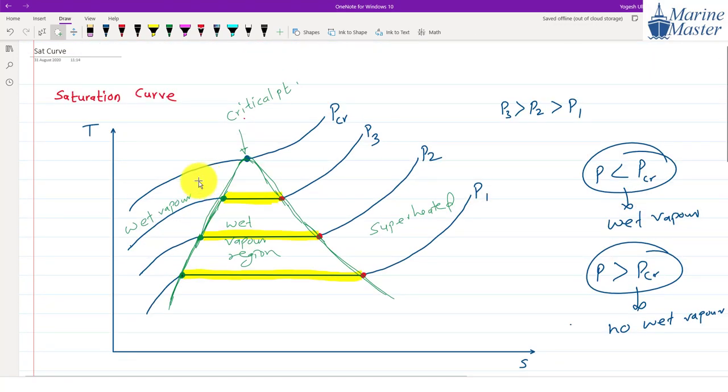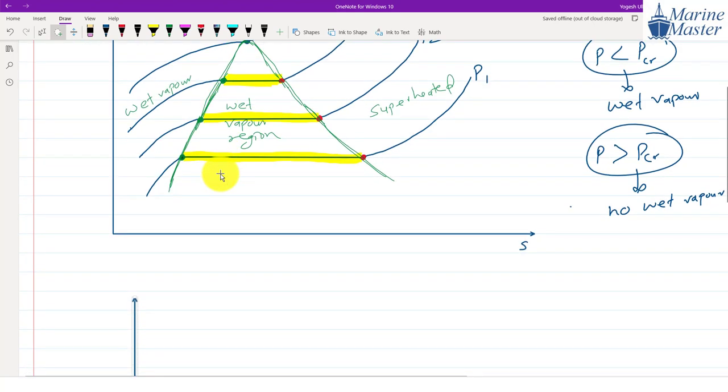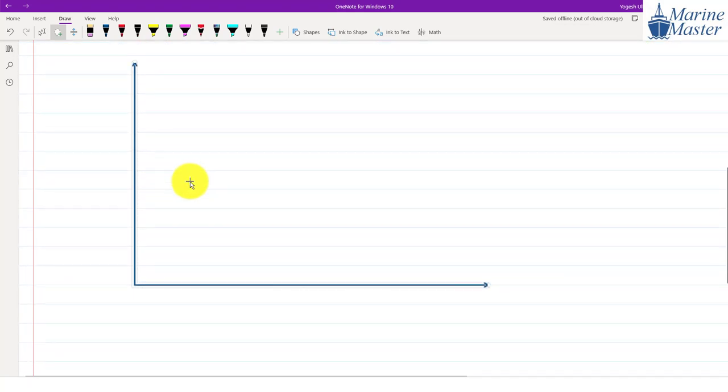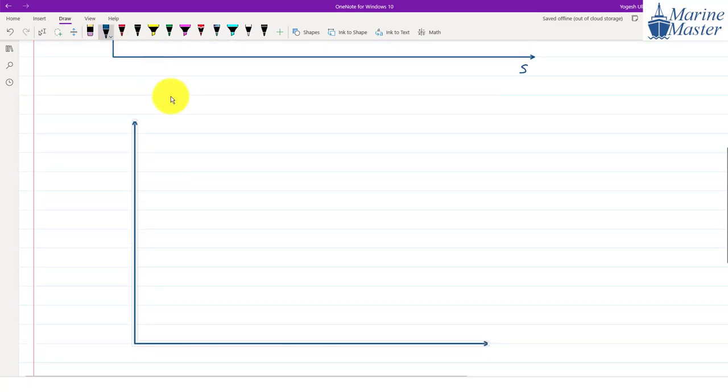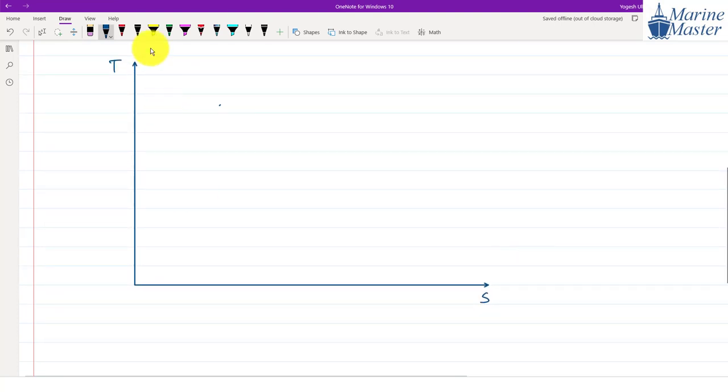In our entire subject, wherever possible, we always try to draw PV and TS diagrams. In the refrigeration chapter, there is another type of drawing, the pressure enthalpy diagram, which we are going to start after this lecture. So now we are going to see the TS diagram, and how we are going to draw the saturation curve on the TS diagram.